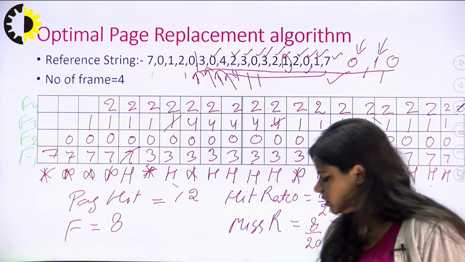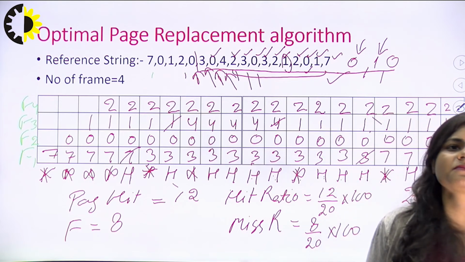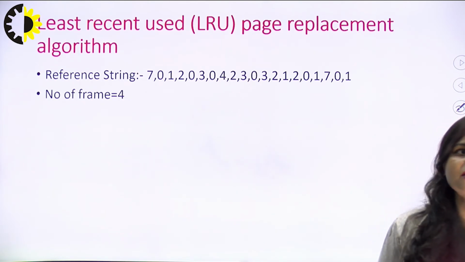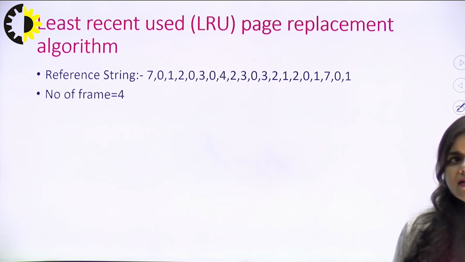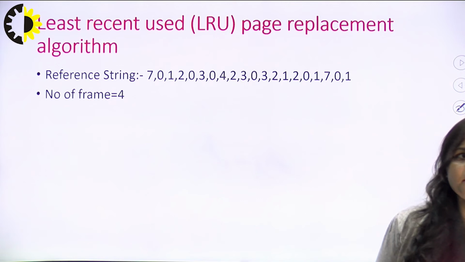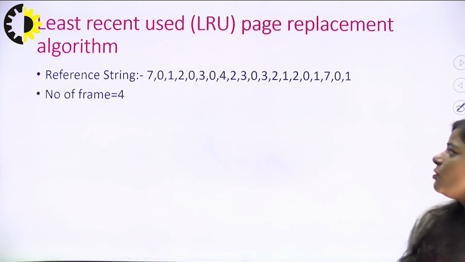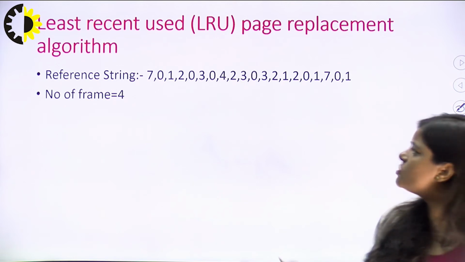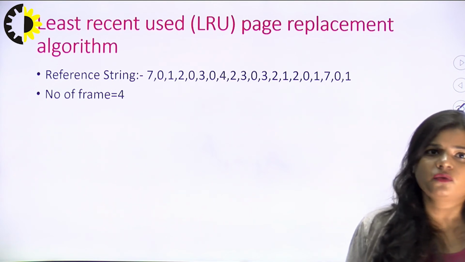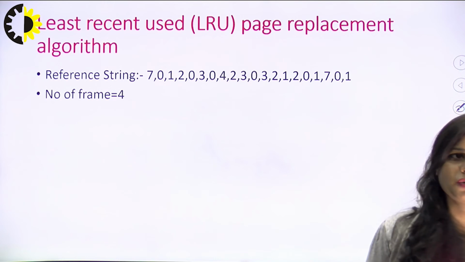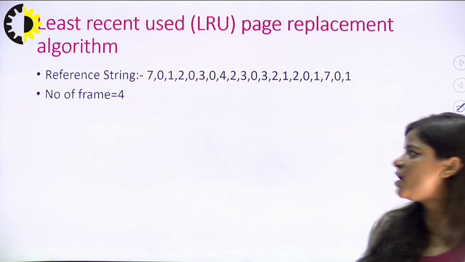Next I am going to continue with the last page replacement algorithm, which is least recently used, LRU page replacement algorithm. It is completely opposite to the optimal page replacement algorithm. Here we also have a string which is 7 0 1 2 0 3 0 4 2 3 0 3 2 1 2 0 1 7 0 1, and the number of frames is 4.